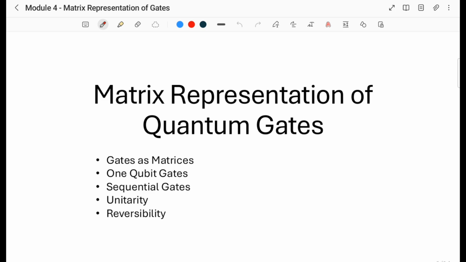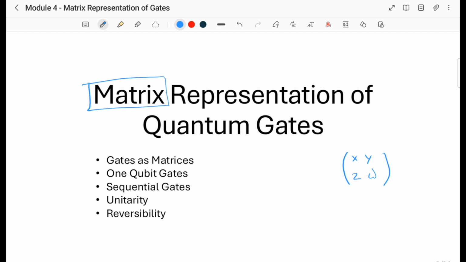Welcome back. In this lecture, we are going to look at the matrix representation of quantum gates. Now, this matrix representation is very important because we know how to deal with matrices. You all are familiar with how matrices look. They look something like this. And we know how we can operate on these matrices. We know how the linear algebra works. So therefore, we represent gates as matrices.